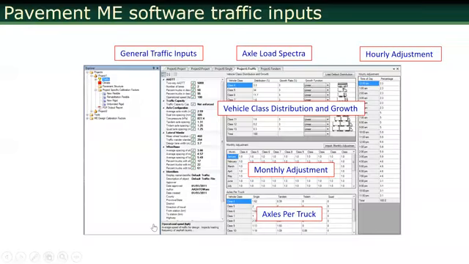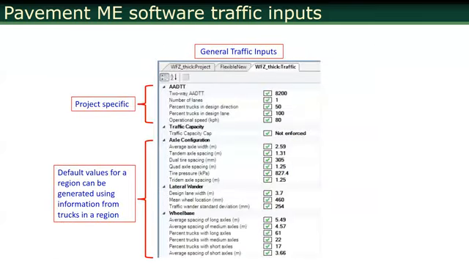So let's move on. When you look at traffic, this is the general class traffic inputs. There's an axle load spectra. When you double click on the single axle or dual axle, that's going to show up. Vehicle class distribution and growth goes here. Monthly adjustment goes here. Axles per truck goes here. And hourly distribution goes here. So we'll go one by one what it means.